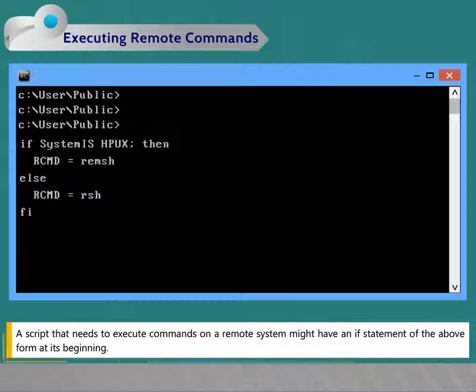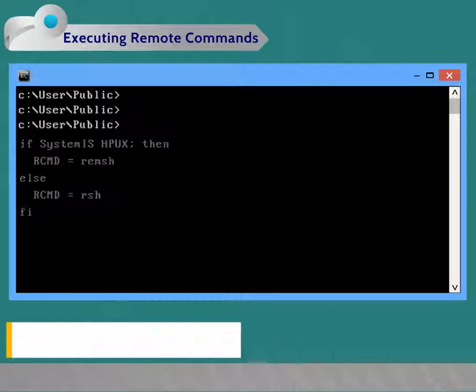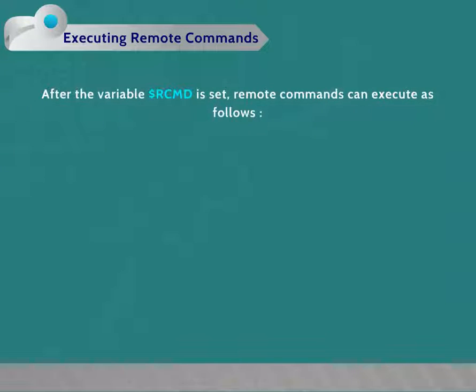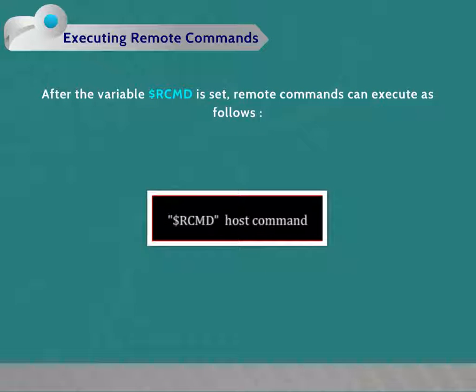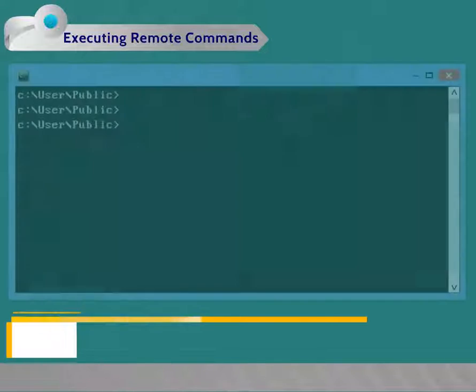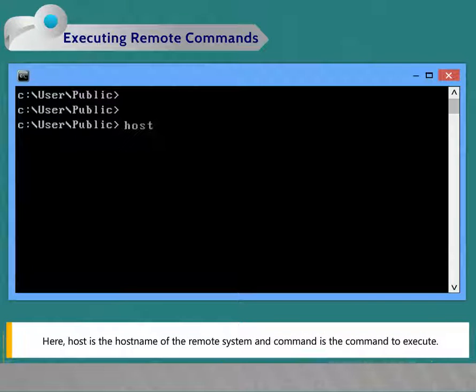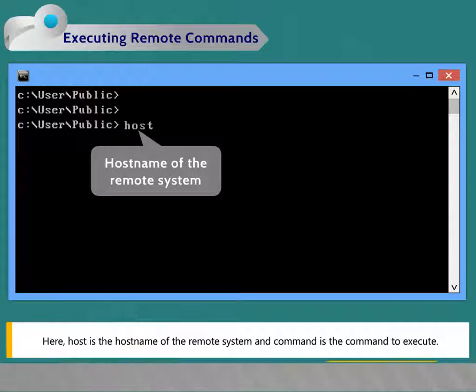A script that needs to execute commands on a remote system might have an if statement of the following form at its beginning. After the variable $rcmd is set, remote commands can execute as follows. Here, host is the host name of the remote system and command is the command to execute.